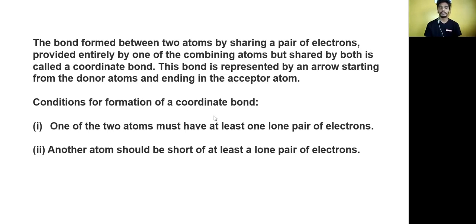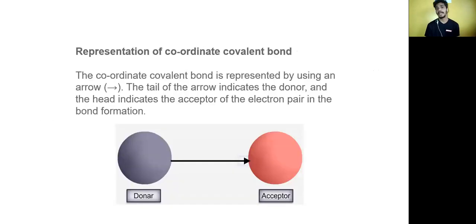Another atom should have a lone pair of electrons. Okay, so these are the conditions. Just have a look over here. Here is the representation.